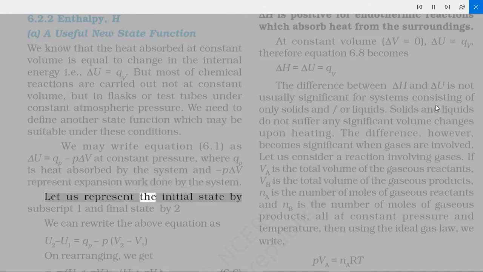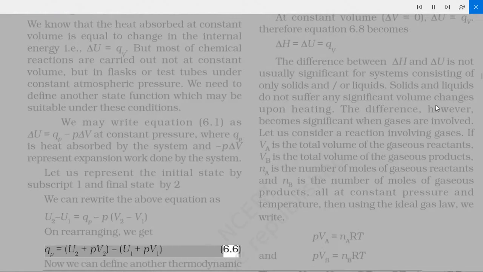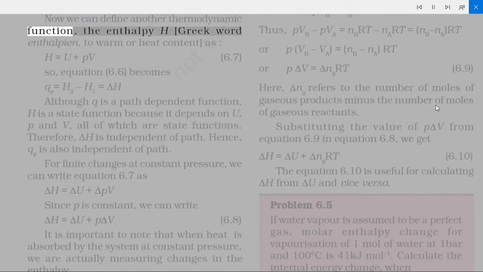Let us represent the initial state by subscript 1 and the final state by 2. We can rewrite the above equation as U2 minus U1 is equal to qP minus P(V2 minus V1). On rearranging, we get qP is equal to (U2 plus PV2) minus (U1 plus PV1), equation 6.6. Now we can define another thermodynamic function, the enthalpy H, from the Greek word enthalpein, to warm or heat content, as H is equal to U plus PV, equation 6.7. So, equation 6.6 becomes qP is equal to H2 minus H1 is equal to ΔH.